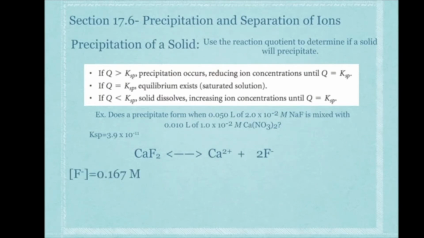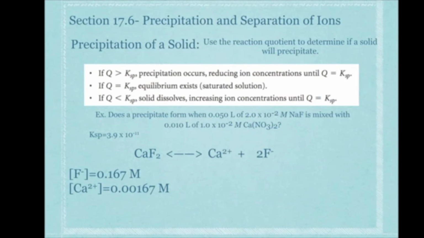So for the fluoride ions from sodium fluoride, I got 0.167 molar. Keep in mind I'm ignoring the sodium simply because that will not form a precipitate. It's the fluoride ion and the calcium ion. So for the calcium ion, I took 1.0 times 10 to the negative second, multiplied that by 0.010 and then divided that by 0.060. Make sure you're getting this because you're going to be required to do this quite a bit in future lessons. I get for my calcium ion a concentration of 0.00167.